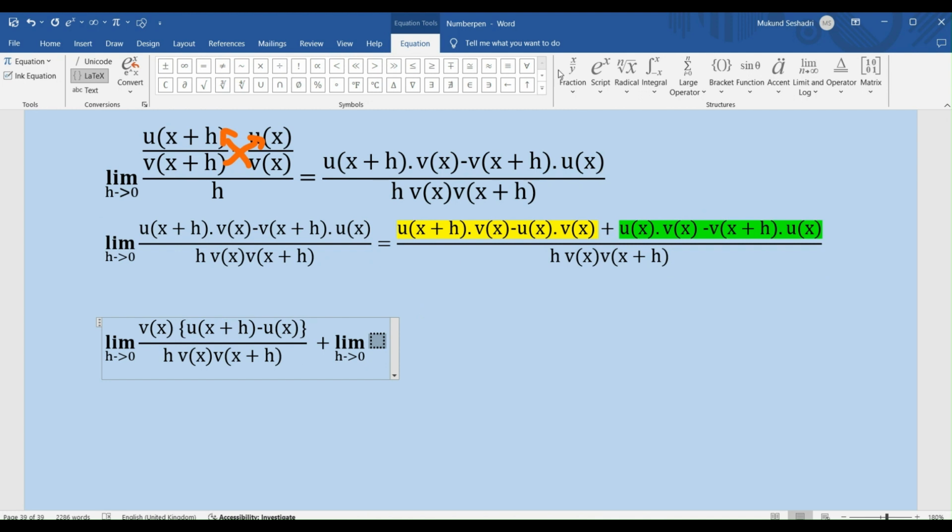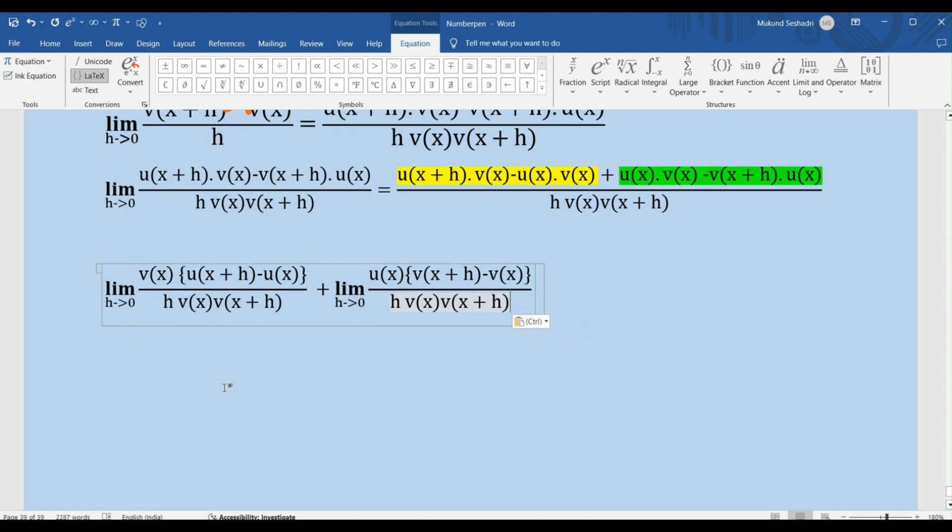I know that I have u of x as the common factor for the green portion. I open my flower bracket, and then I have a v of x plus h minus v of x divided by, I still have this in my denominator, right? Now my u of x, right?